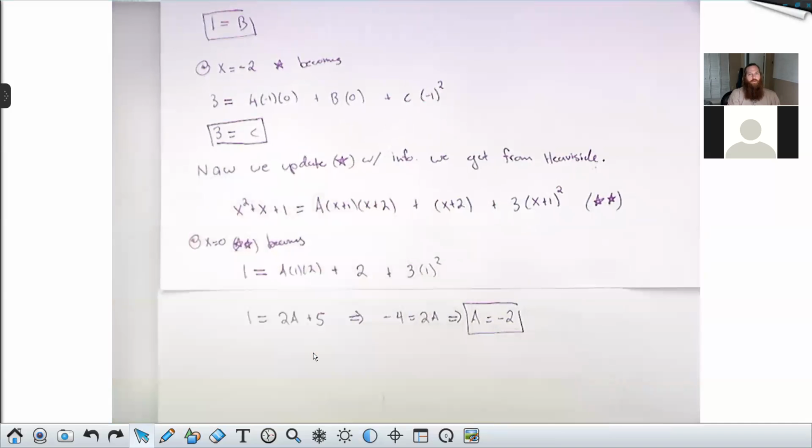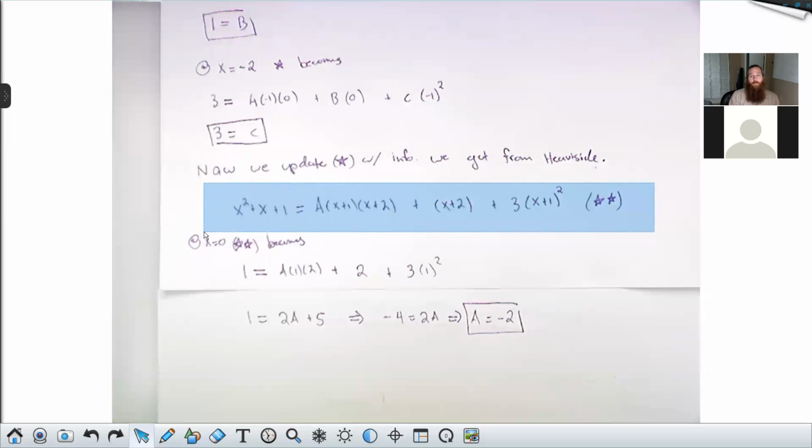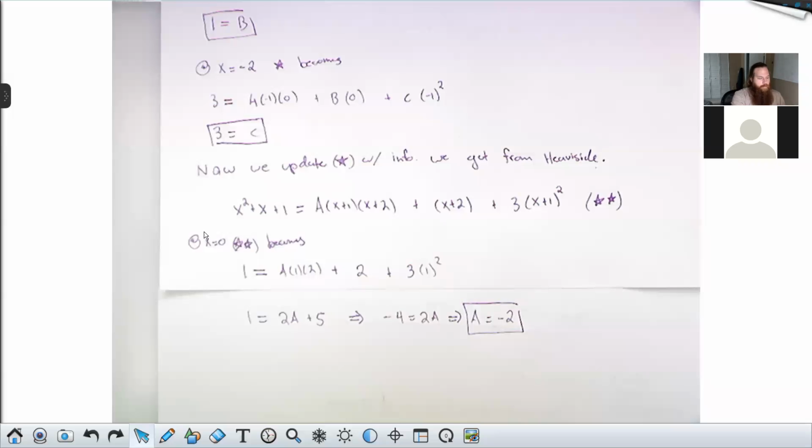So I never set up or solved a linear system. The Heaviside trick allows me to recover 2 of the 3 coefficients immediately. And the remaining coefficient I could figure out by plugging in some other numbers to the equation star. But first I had to update the equation star with the information I got from Heaviside. Now I can go back and finish the problem.